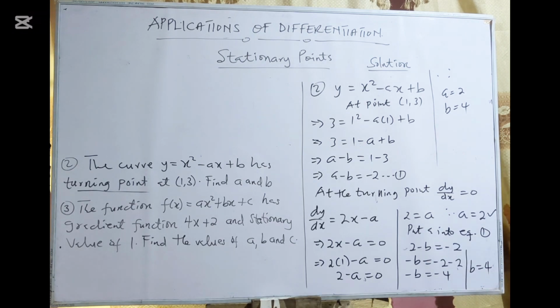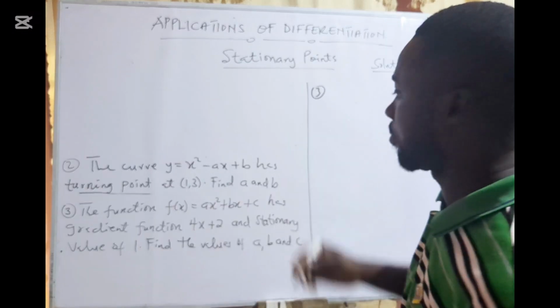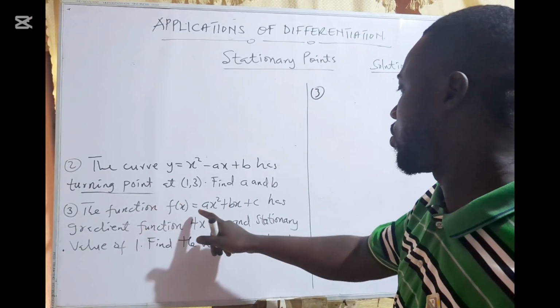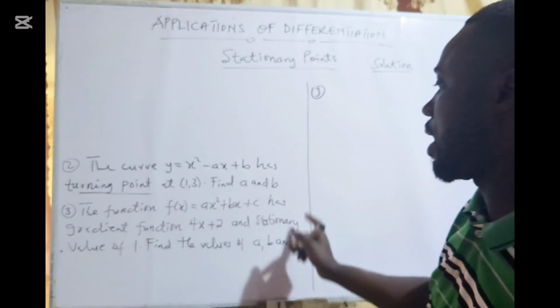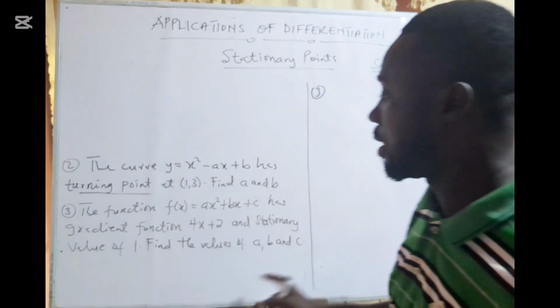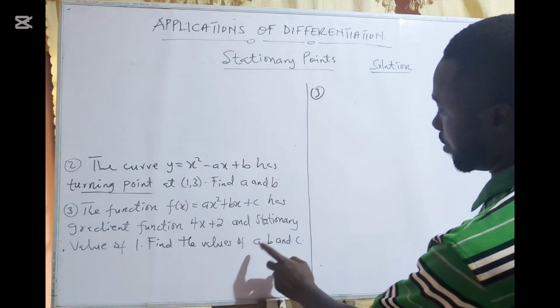So let's look at the last question. Okay, so let's look at number 3. The function f of x equal to ax squared plus bx plus c has gradient function 4x plus 2 and a stationary value of 1. Find the values of a, b, and c.